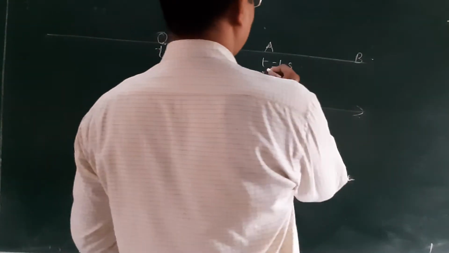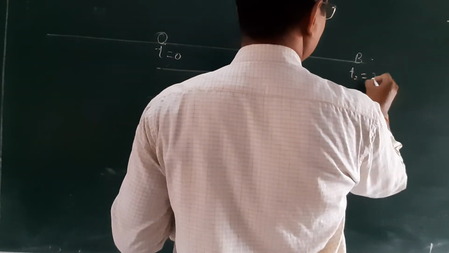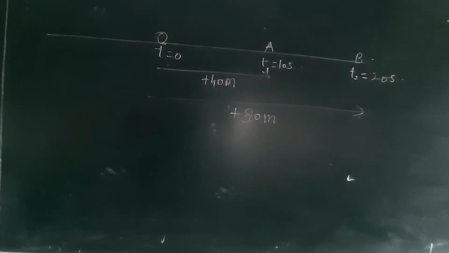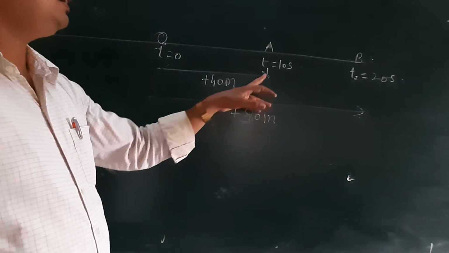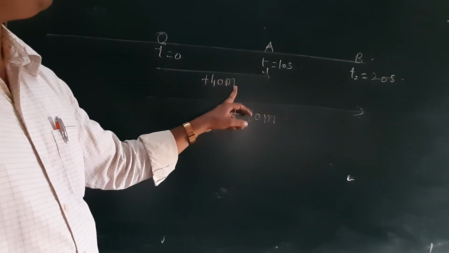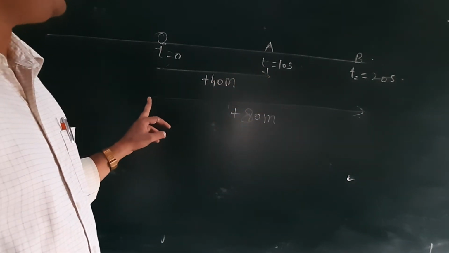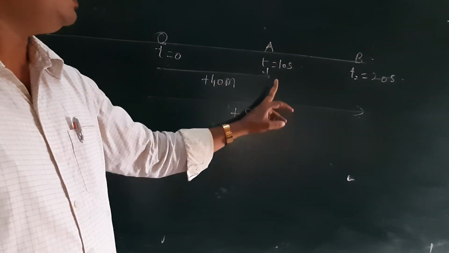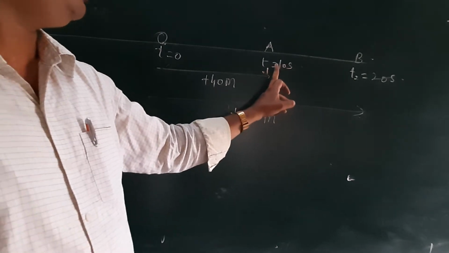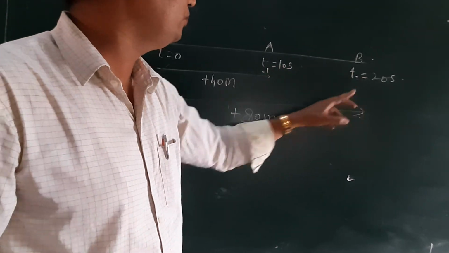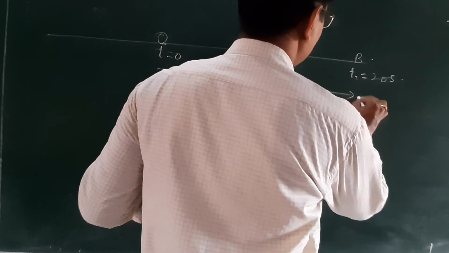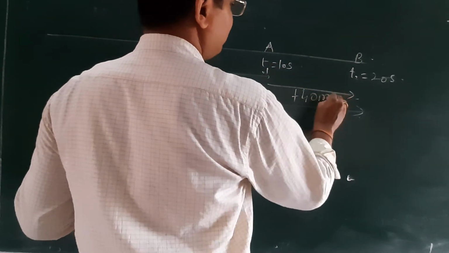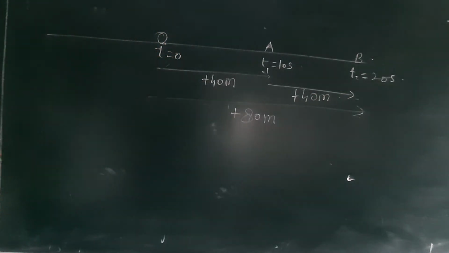So if you have to find the displacement of the particle in 10 seconds, then it will be plus 40 meter. Displacement of the particle at 20 seconds, then it will be plus 80 meter. And displacement of the particle in between time interval t1 to t2, it will be this 80 minus 40, that is equal to plus 40 meter.